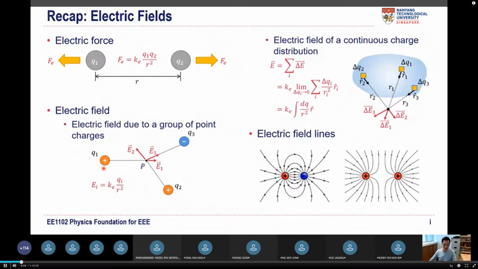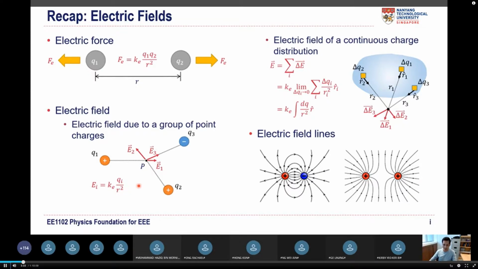The electric field for one charge would be given by this equation. It depends on the size of the charge, which is measured in coulombs, and how far away you are from that charge determines how strong the electric field is. Closer to the charge, it will be stronger. Further away from the charge, it will be weaker.